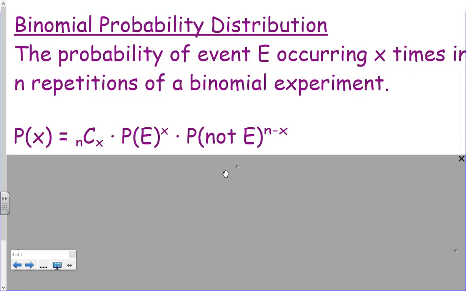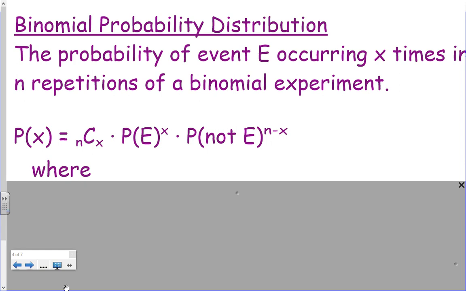All right. So this leads us to what is called the binomial probability distribution. We'll deal with each one of these parts in detail, but this is the formula that we just came up with. The probability of an event E occurring, in our case flipping heads on this coin, occurring X times, in our case we wanted 2 heads to show up, in N repetitions, that was flipping the coin 5 times.